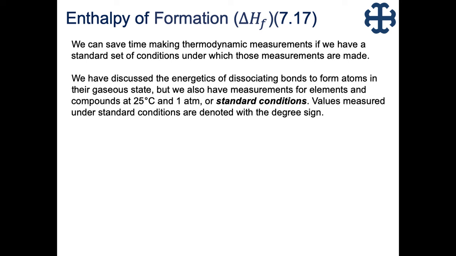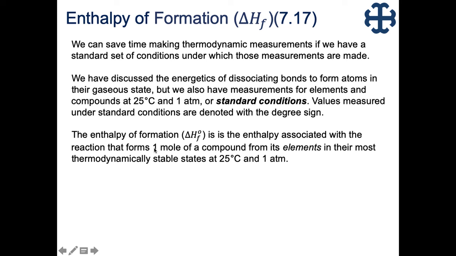And these values that are measured under standard conditions, anytime that's the case, it's denoted with a degree sign. And so, for example, the enthalpy of formation here is delta HF with our degree sign by the enthalpy, and that means it is under those standard conditions. And so when we have delta HF, or our enthalpy of formation, that means we are forming 1 mole of a compound from its elements. Again, it has to be in its elemental form in their most thermodynamically stable state, aka how we would find them at 25 degrees Celsius and 1 atm.